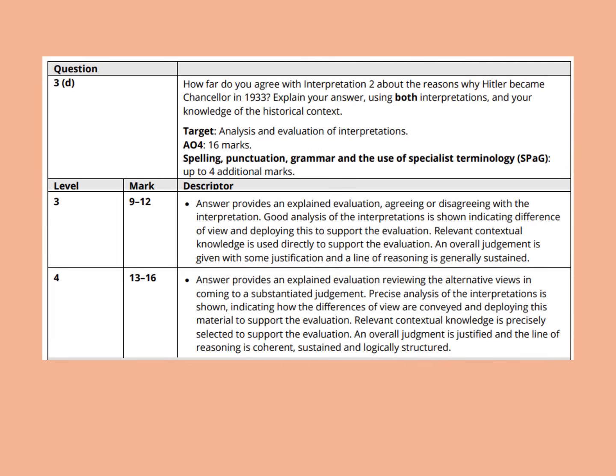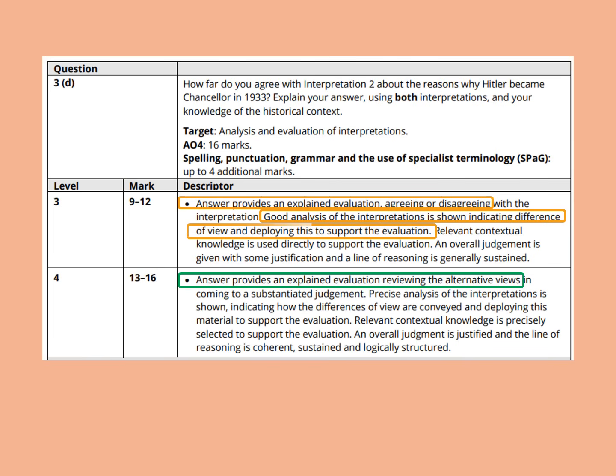This is an extract from the mark scheme as to how this question was marked back in June 2022. Compare some of the key features. To get level 3, which is still a pretty good mark, the answer provides an explained evaluation, agreeing or disagreeing with interpretation 2. Notice it says agreeing or disagreeing, whereas actually you'll give both sides of the points of view in level 4. You'll have given a good analysis of the interpretations, showing a difference of view and deploying this to support the evaluation for level 3.